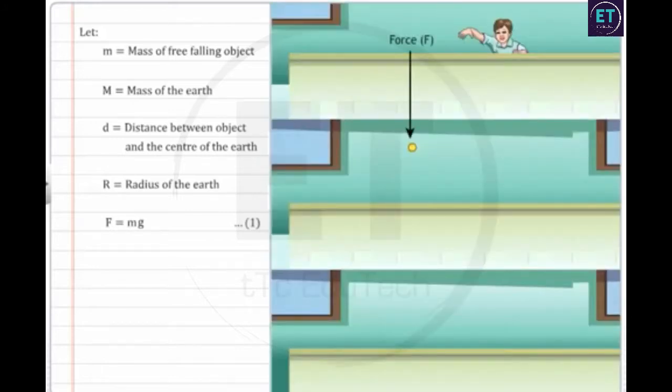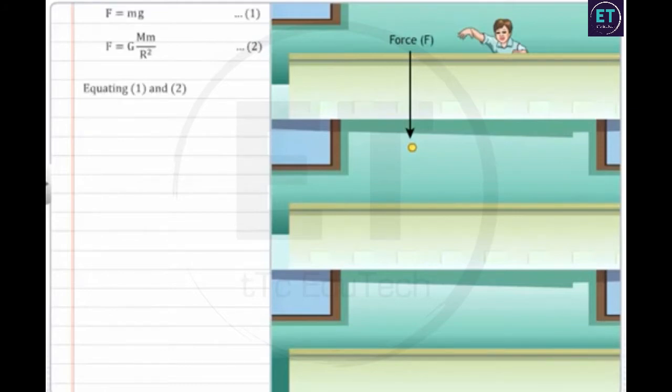The gravitational force F between the Earth and the free-falling body can also be calculated using Newton's universal law of gravitation. F is equal to G M m divided by d square. When the object is near to or on the surface of the Earth, the distance d is taken as equal to the radius of the Earth, R. Let this be equation 2. By equating 1 and 2, we can calculate the acceleration due to gravity as g is equal to G multiplied by M divided by R square.